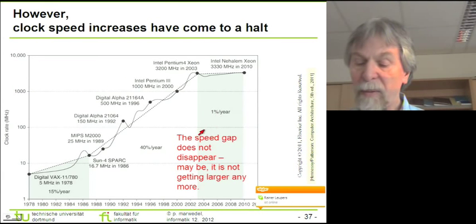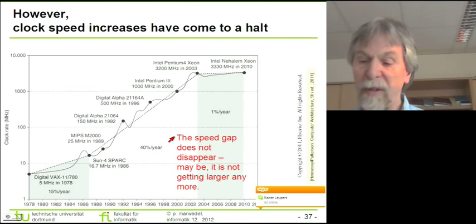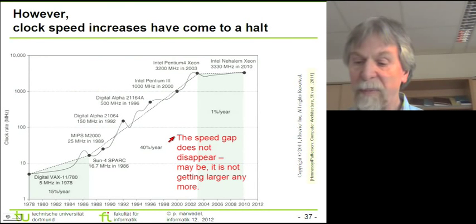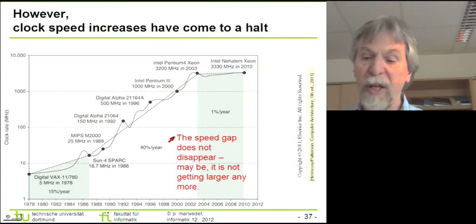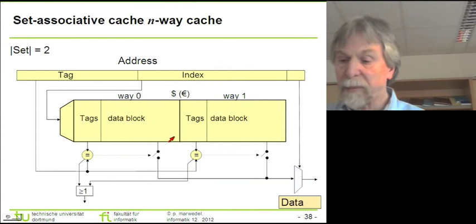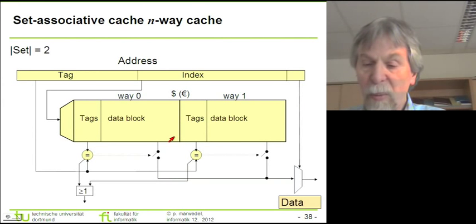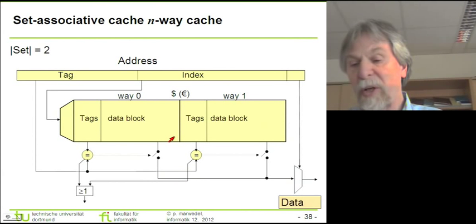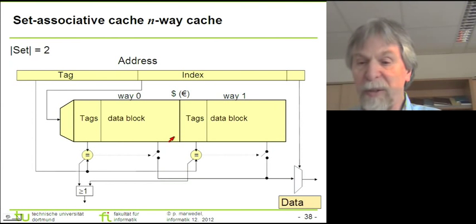Now, I have to admit that the speed gap in this way is not widening anymore. However, it's also not getting smaller anymore. It doesn't disappear, though. We still have to cope with the fact that we have this speed gap between memories and processors. Now, in order to cope with the speed gap, the use of memory hierarchies is rather widespread.